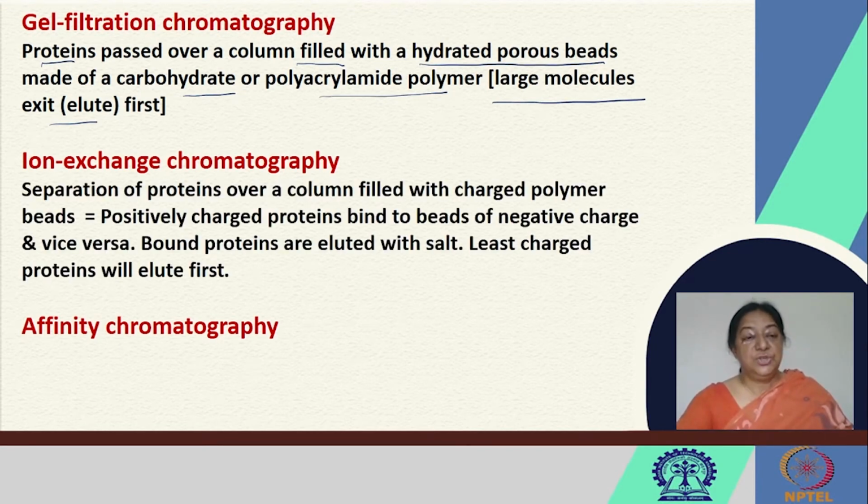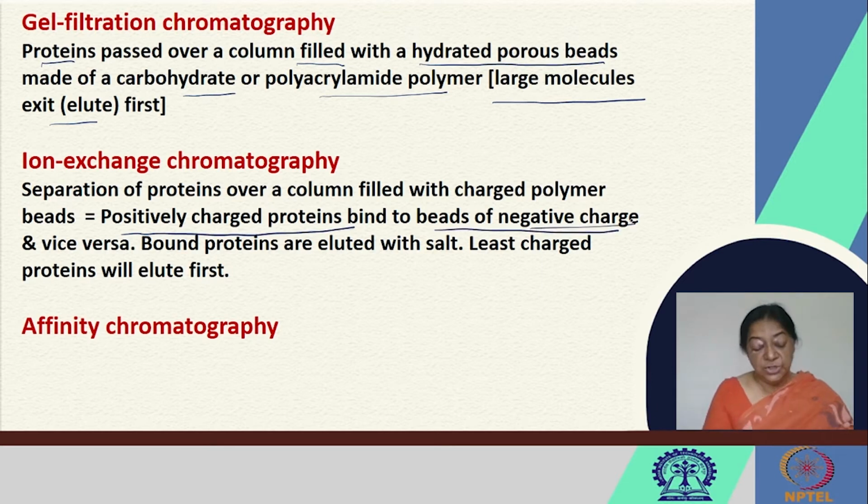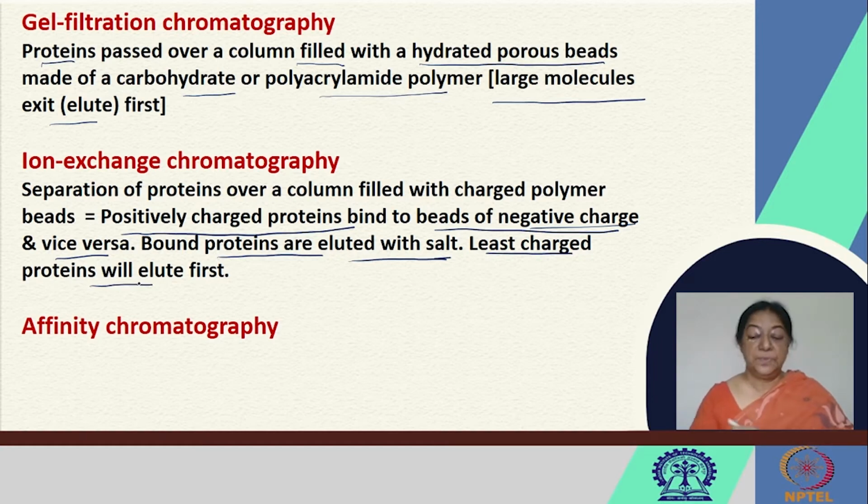In ion exchange chromatography, we are looking at the separation of proteins over a column filled with charged polymer beads. So, what is going to happen? The positively charged proteins will bind to beads of negative charge and vice versa. And the bound proteins will be eluted with salt, where the least charged proteins will elute first.